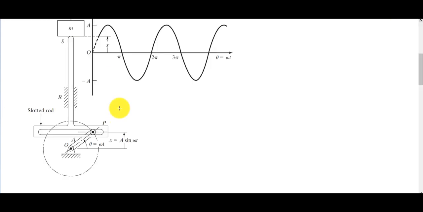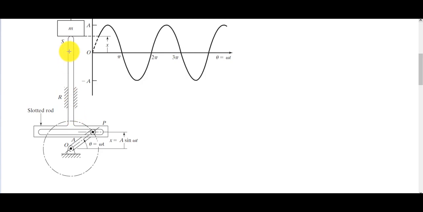Now this figure shows a demonstration of a simple harmonic motion, where we have this bar A, then it is rotating with the angular velocity. When it rotates, we have the displacement of your slotted rod. As it rotates, there is a corresponding up and down displacement of this rod.